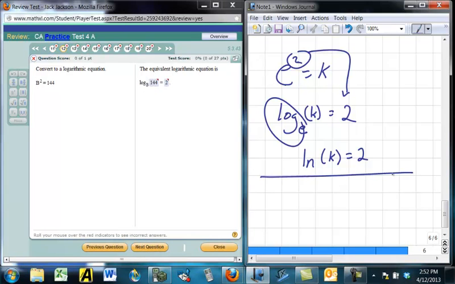This one is backwards. No, it's the same, I'm sorry. b squared equals 144. We're saying log base b of 144 equals 2. By the way, what would b be? Well, in this case, b has got to be 12, because 12 to the second power is 144.